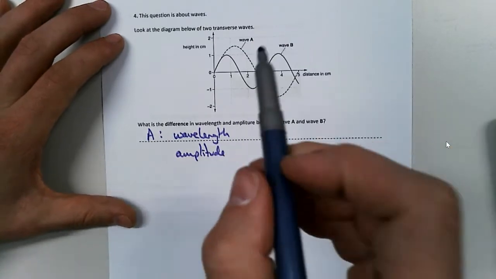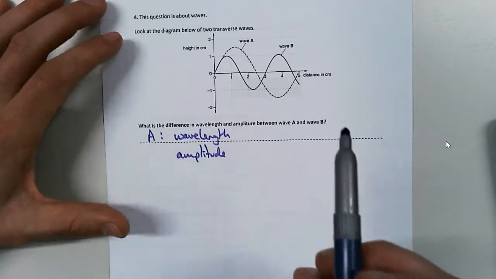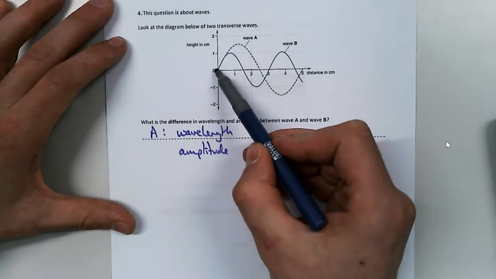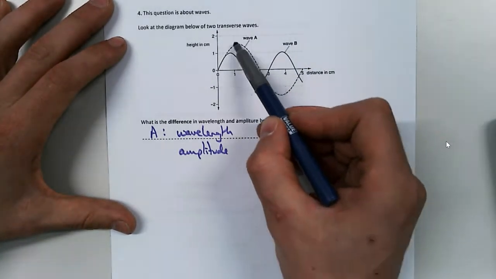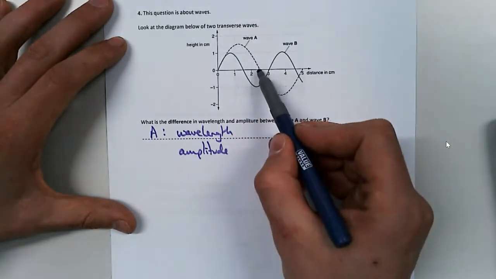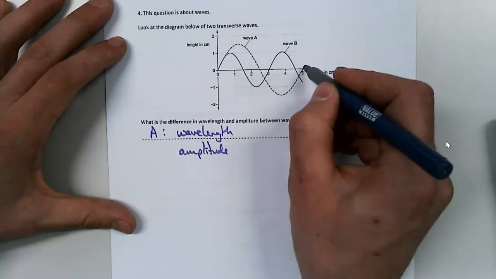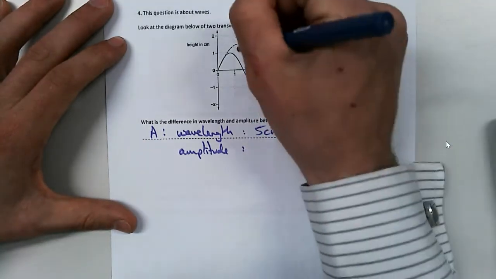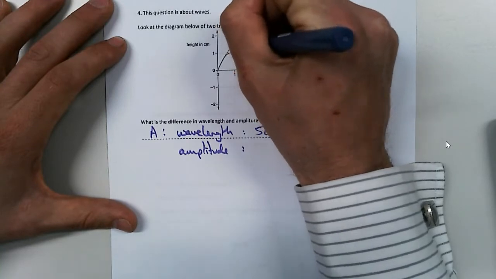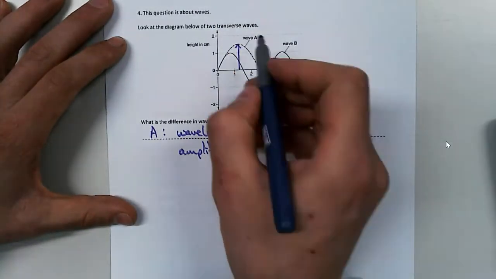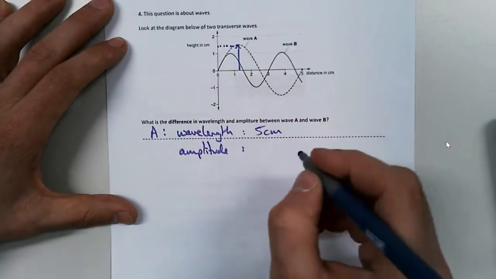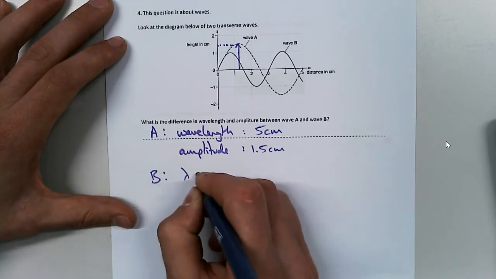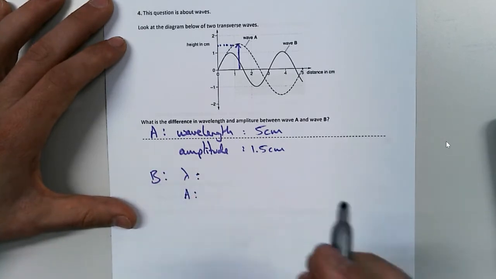Its wavelength is the time it takes for one complete wave, or the distance it takes one complete wave to pass. We can see we start here, we go up, we go down. This is not a complete wave. A complete wave has to go up, down, down, and up again. So we see that its wavelength is 5 centimeters. The amplitude is the maximum displacement from equilibrium, from 0. So we can see the amplitude is 1.5 centimeters.